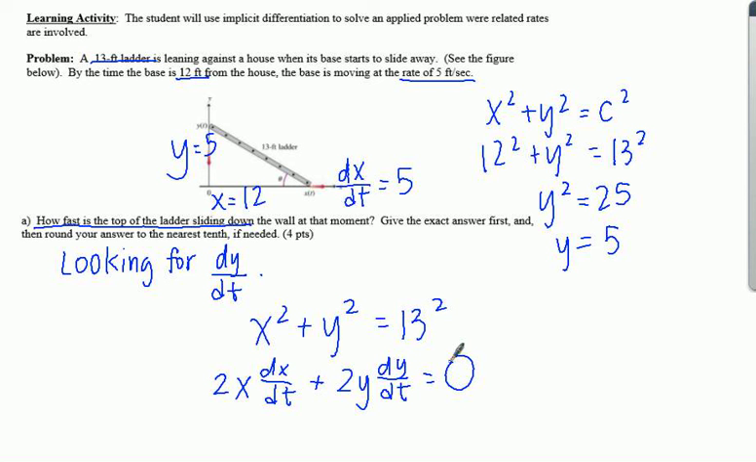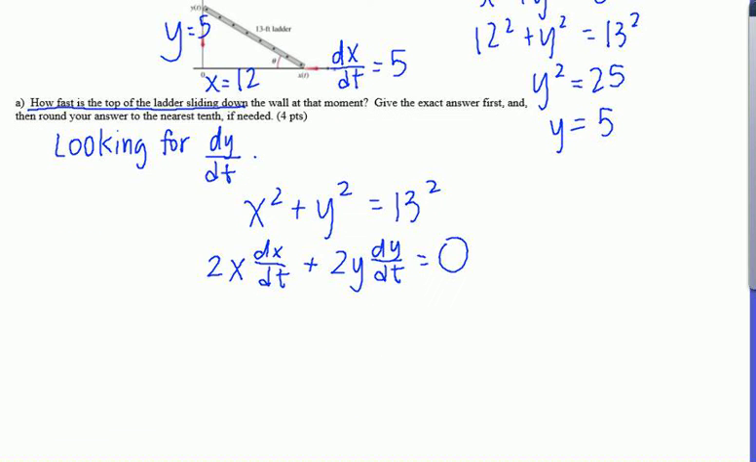So now that we have this equation, since we are looking for dy/dt, you can either solve for dy/dt first and then plug everything in, or you can plug everything in right away. If you don't like working with variables, it's fine to just start plugging in now. So our x value was 12, dx/dt was 5, plus 2, we found out that y was 5, and then dy/dt is our unknown that we're looking for.